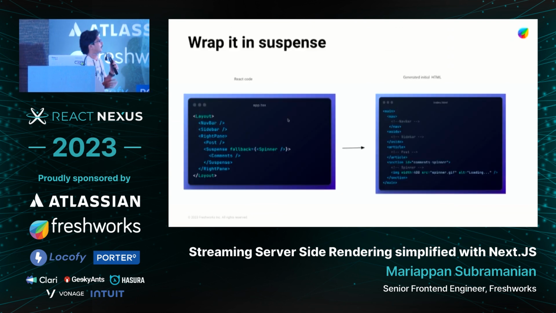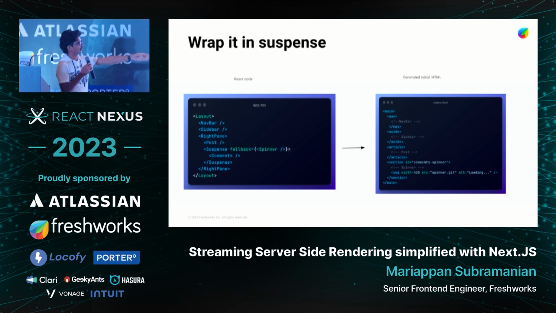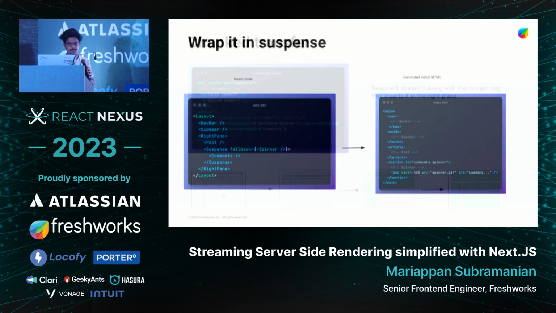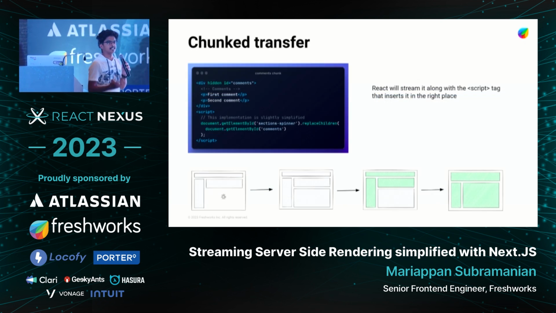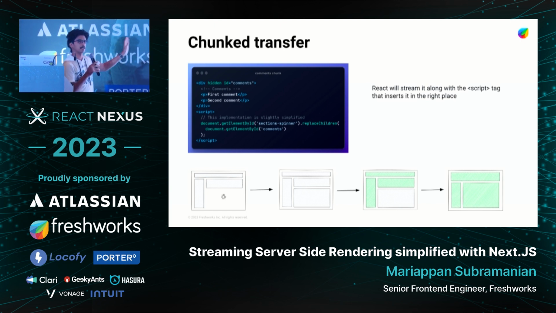So what's happening behind the scenes is that when you wrap it in a Suspense, the generated HTML will look something like this. All you see is the loader in place. You will not have the comments component even. Later, once that comment is ready, it gets transferred as a chunk. This is a low-level representation, not the exact code, but you will get a script tag which tells where exactly this component has to be fitted in.